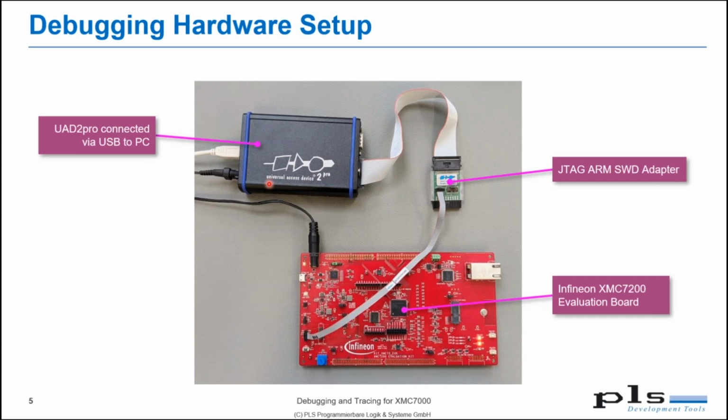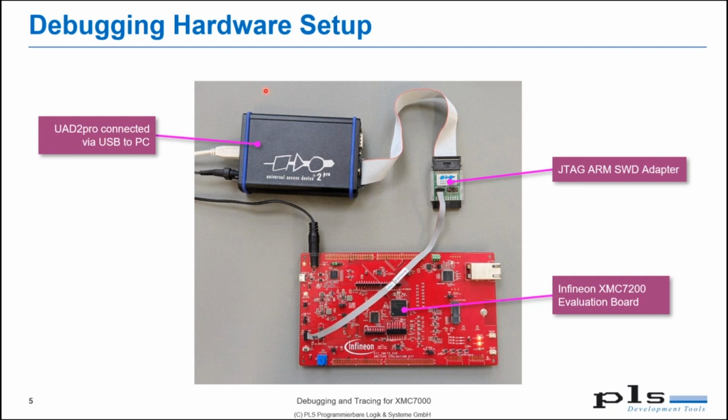Okay, then let's jump to the debugger. Before we go to the debug tool, a short look at the hardware that we can use from our tooling perspective for debugging an Infineon XMC7000, in our case here on such an evaluation board. That picture shows the simplest hardware setup for debugging.